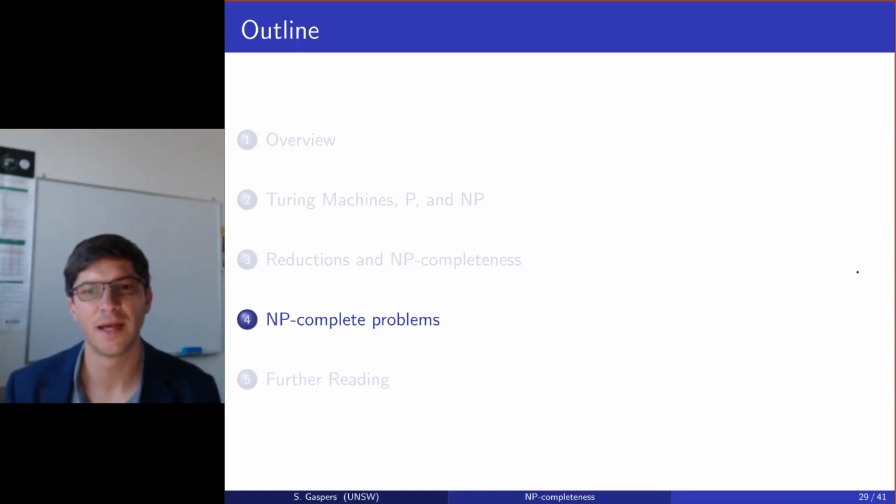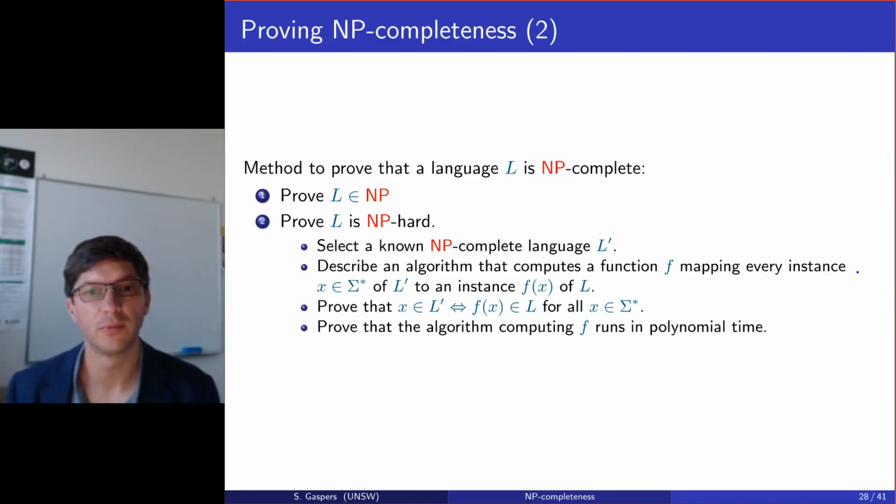We continue the lecture on NP-completeness. Let's recall how we proved that a problem is NP-complete. First of all, we proved that the problem is in NP, and for this we can use the certificate-based definition of NP. And then we proved that the problem is NP-hard.